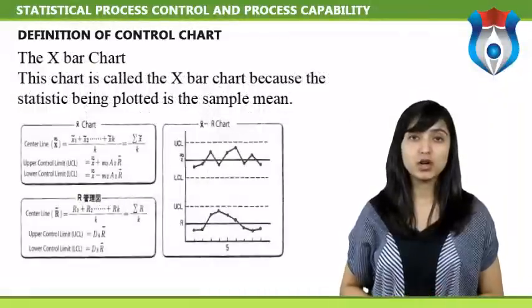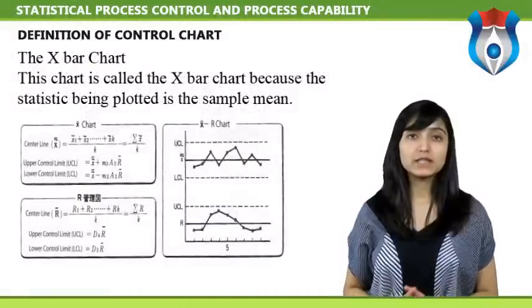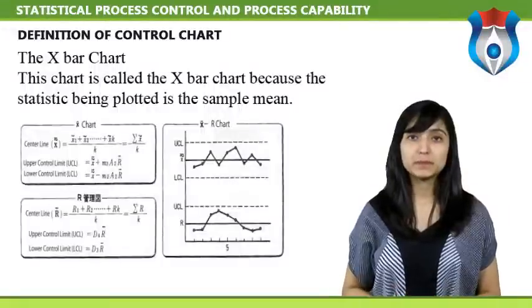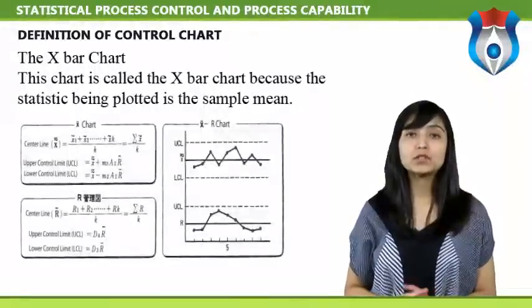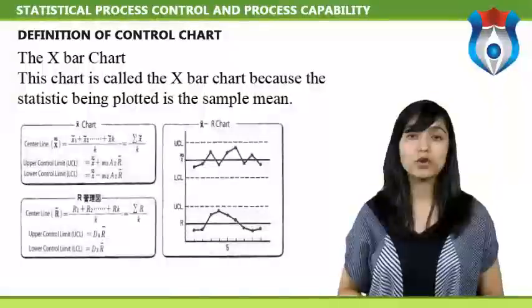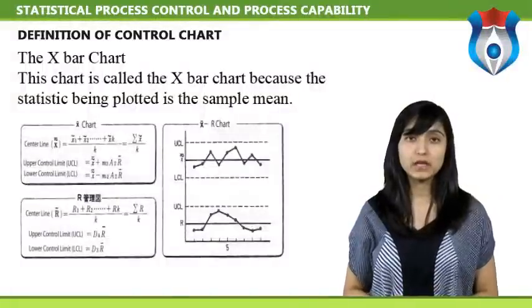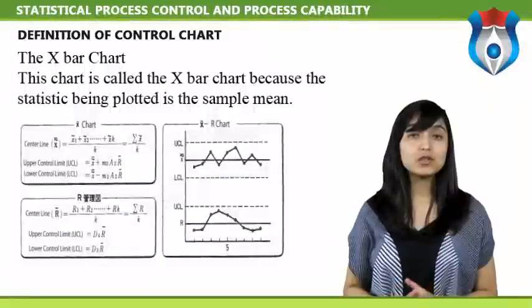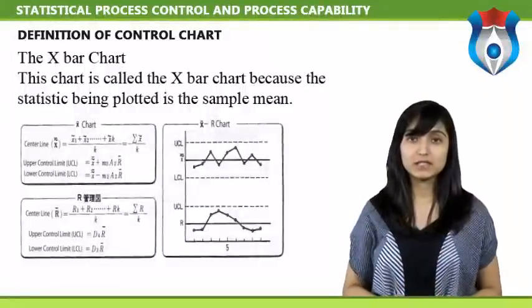This chart is called the S chart because the statistic being plotted is the sample standard deviation. The X bar chart. This chart is called the X bar chart because the statistic being plotted is the sample mean. The reason for taking a sample is because we are not always sure of the process distribution. By using the sample mean, we can invoke the central limit theorem to assume normality.